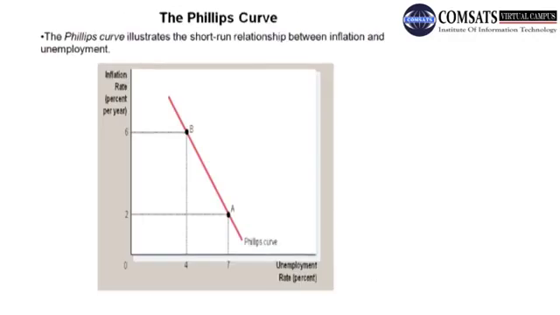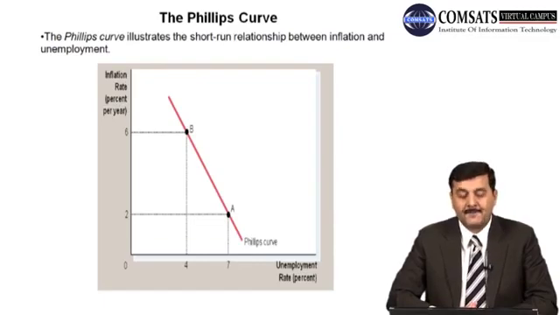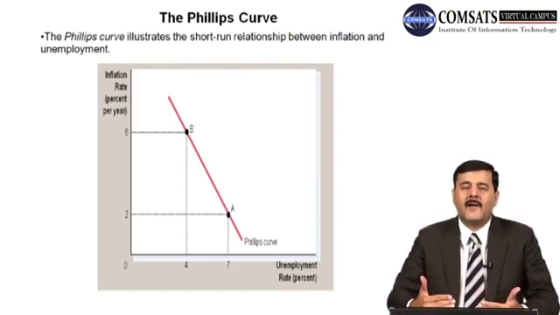We'll try to explain this trade-off or this relationship between unemployment and inflation with the help of the Phillips curve. Phillips basically was an economist, and he gave this curve. He said that inflation and unemployment rate are negatively correlated with each other, are inversely related with each other.